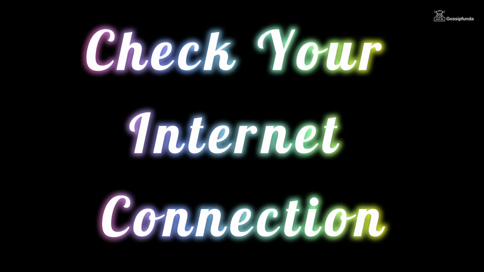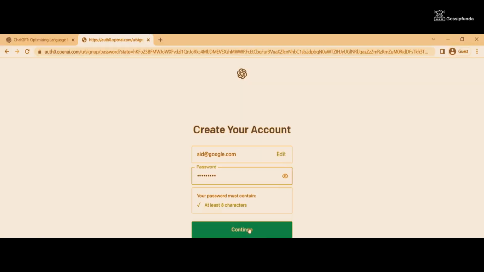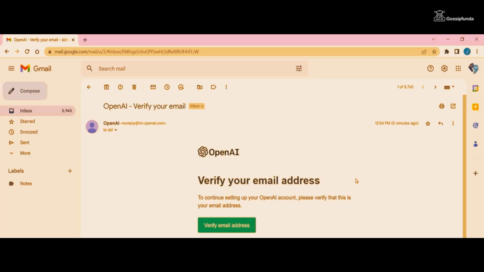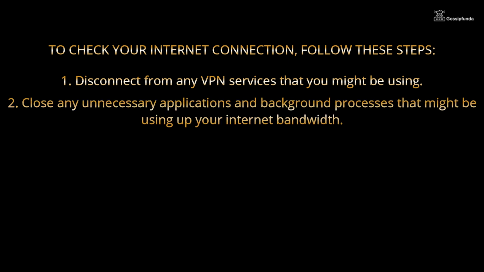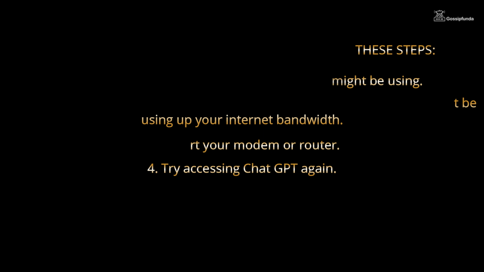Method 2. Check your internet connection. If your internet connection is weak or unstable, you may not be able to access ChatGPT. Number 1. Disconnect from any VPN services that you might be using. Number 2. Close any unnecessary applications and background processes that might be using up your internet bandwidth. Number 3. Restart your modem or router. Number 4. Try accessing ChatGPT again.